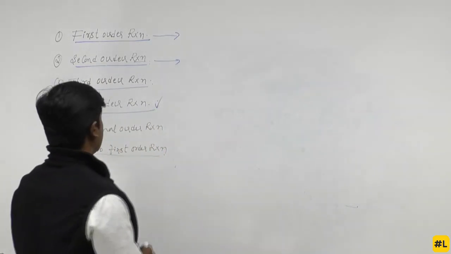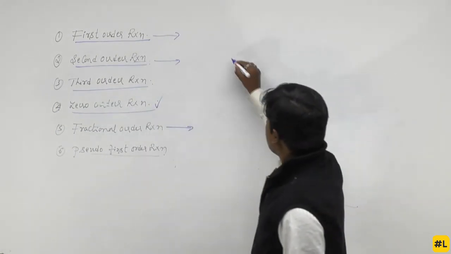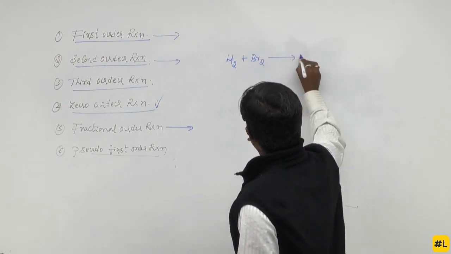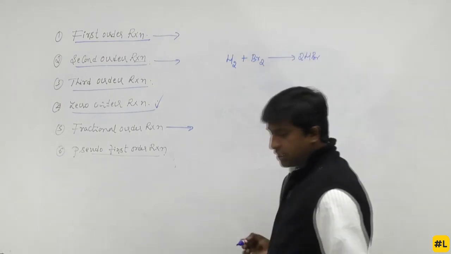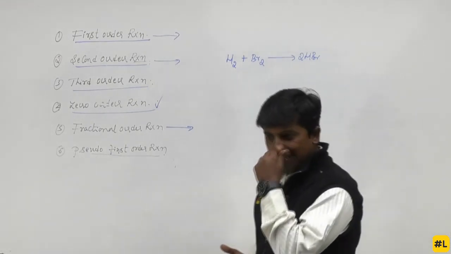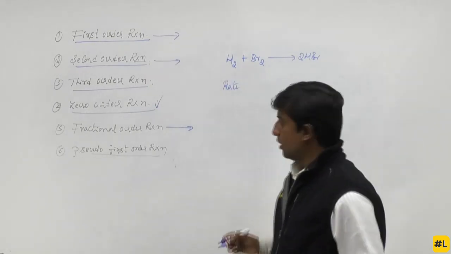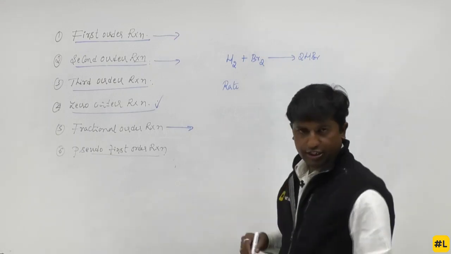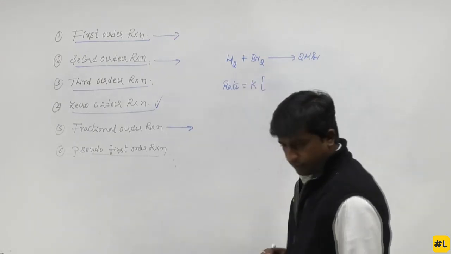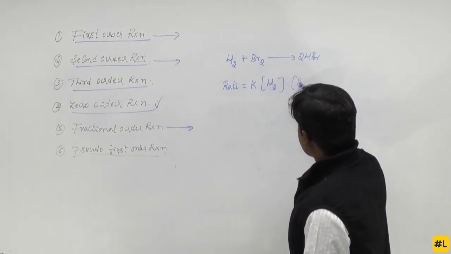Next, I take an example for a fractional order reaction. I take the example, the reaction of hydrogen with bromine to give hydrogen bromide. This particular equation is an example for a fractional order reaction. Let us see what this is. Let us write the rate equation. Rate is directly proportional to the concentration of hydrogen and bromine. Here I am going to write the equation directly. So, rate will be equal to K into concentration of hydrogen and concentration of bromine.